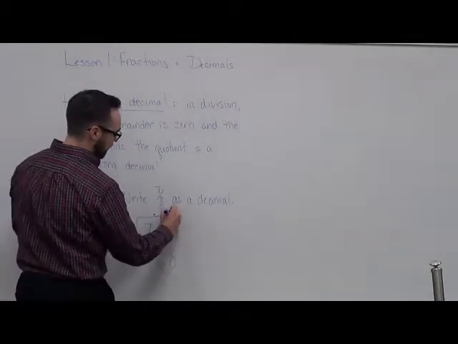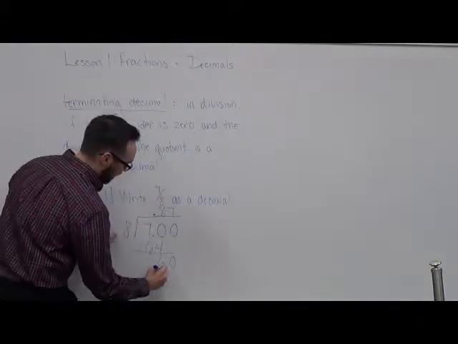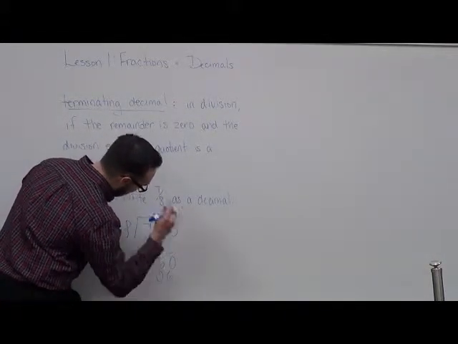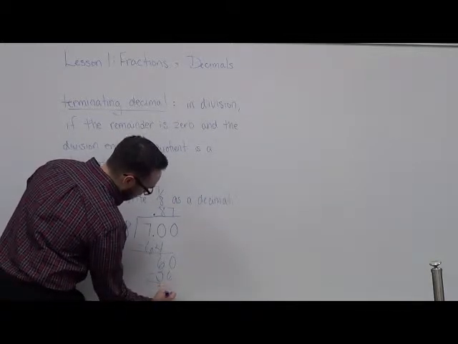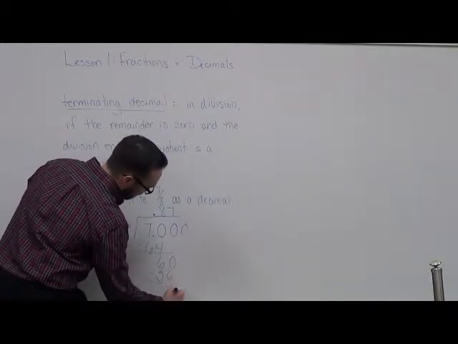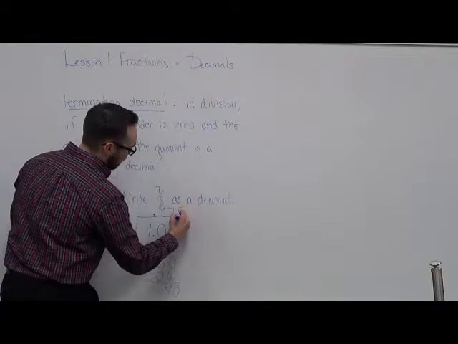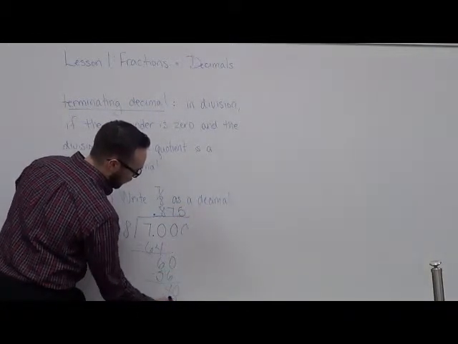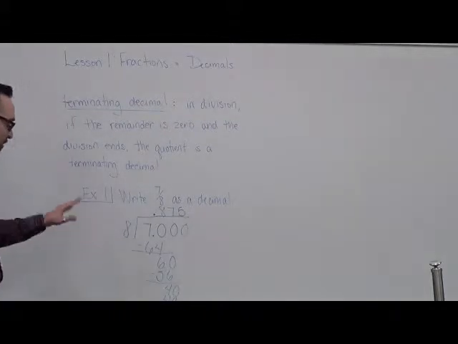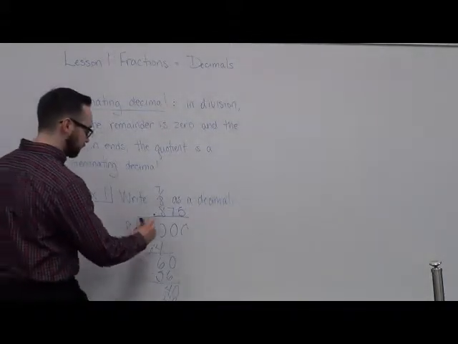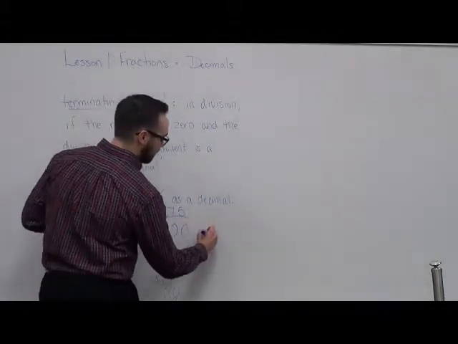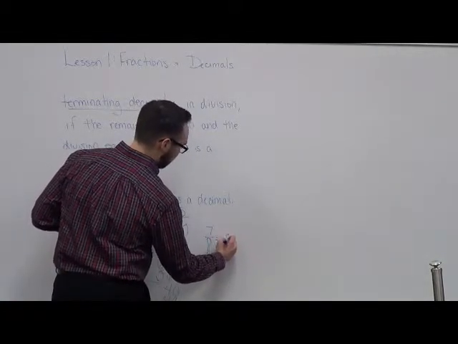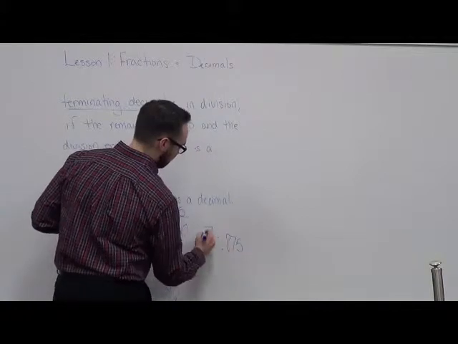I'm going to add another 0 and bring it down. 8 goes into 60 7 times. 8 times 7 is 56. We subtract and we get 4. Add one more 0 and bring it down. 8 goes into 40 5 times. 5 times 8 is 40. I know you probably can't see this in the video anymore, but my remainder at the bottom is 0. So 7/8 as a decimal is equal to 0.875.